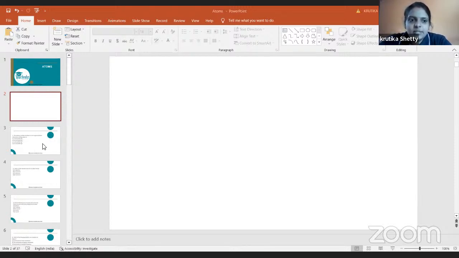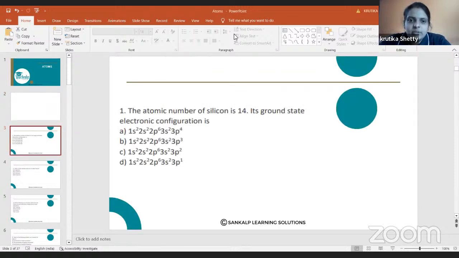So let us see the first question. This is a little bit related to chemistry also. The first question is based on the electronic configuration. The atomic number of silicon is 14. Everybody knows this. Its ground state electronic configuration is.